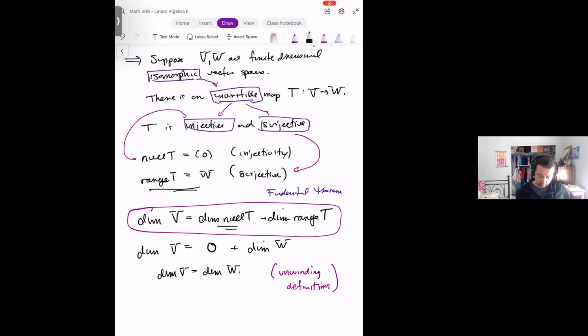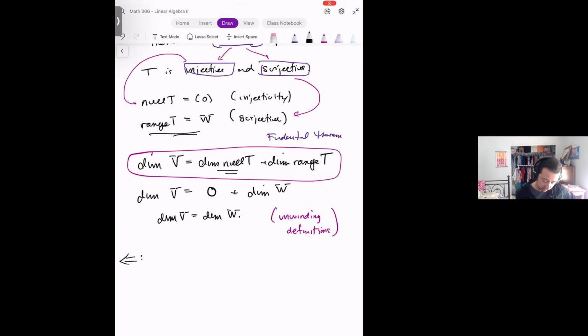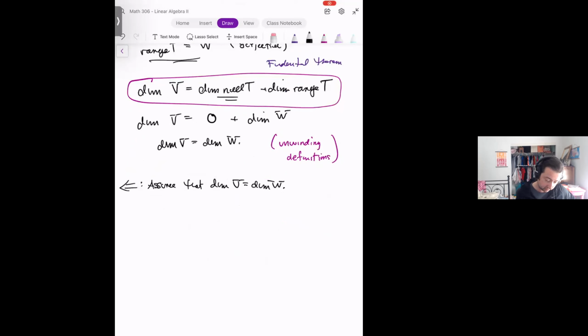In the other direction, we're actually going to exhibit a map. So in this direction, we're going to assume that the dimension of V is equal to the dimension of W. And if I want to show that these are isomorphic, it means I actually have to find an invertible map from V to W. So I want to show that there is an invertible map from V to W. And the way that we're going to show that is we're just going to write it down.